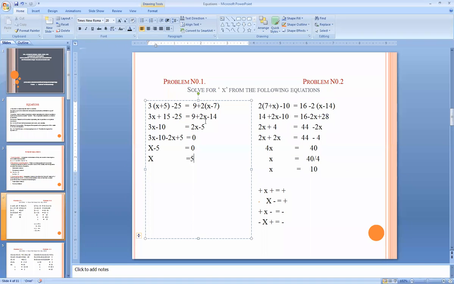Equals. Now we'll go to the right hand side. 9 is separate. You should not add 9 plus 2 to get 11, because 2 has to be multiplied with x minus 7. Then we should go for adding the things.